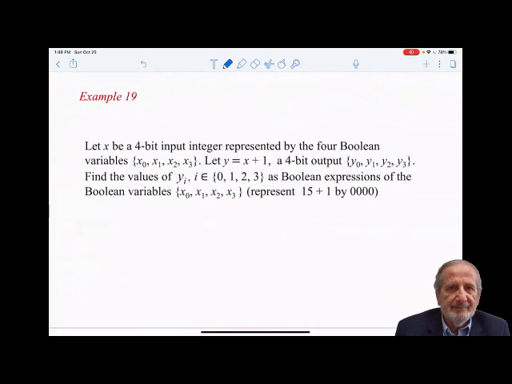I will finish with this example. We have X, a 4-bit input integer represented by the 4 Boolean variables X0, X1, X2, X3, and Y is X plus 1. I want to find the values of Y0, Y1, Y2, Y3 as Boolean expressions of the Boolean variables X0, X1, X2, and X3. And for this example, we're going to represent 15 plus 1 by 0, 0, 0, 0.